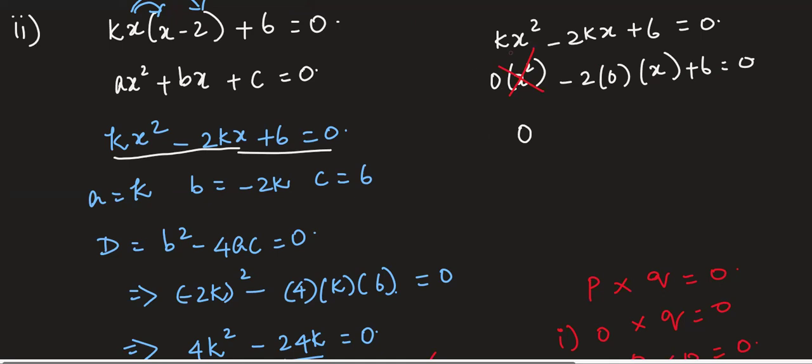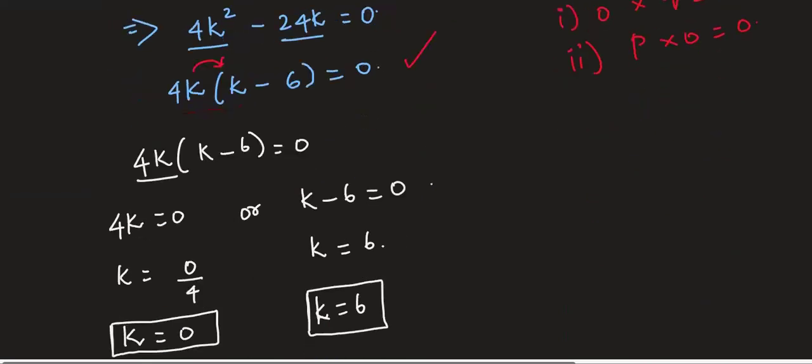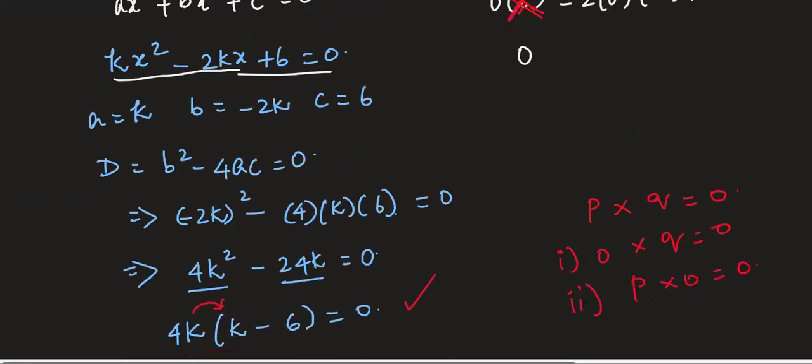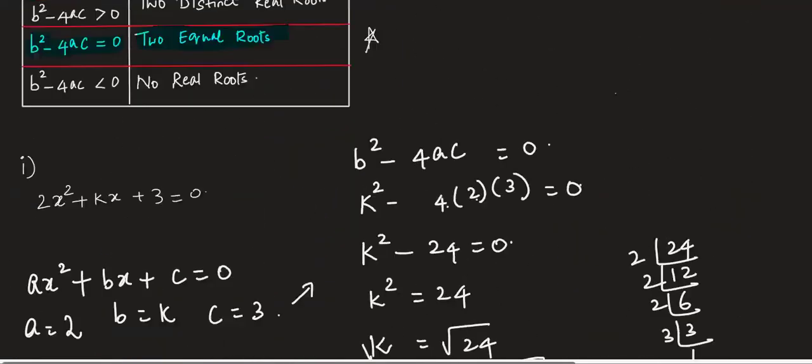So the highest power of a quadratic equation should be 2. Here, if you put the k value as 0, there is no x square term at all, so this cannot be a quadratic equation. So k value cannot be equal to 0. The k value should be equal to 6. So k equal to 0 will not apply, and k is equal to 6 is the right answer. I hope the explanation and the workings are clear for you.